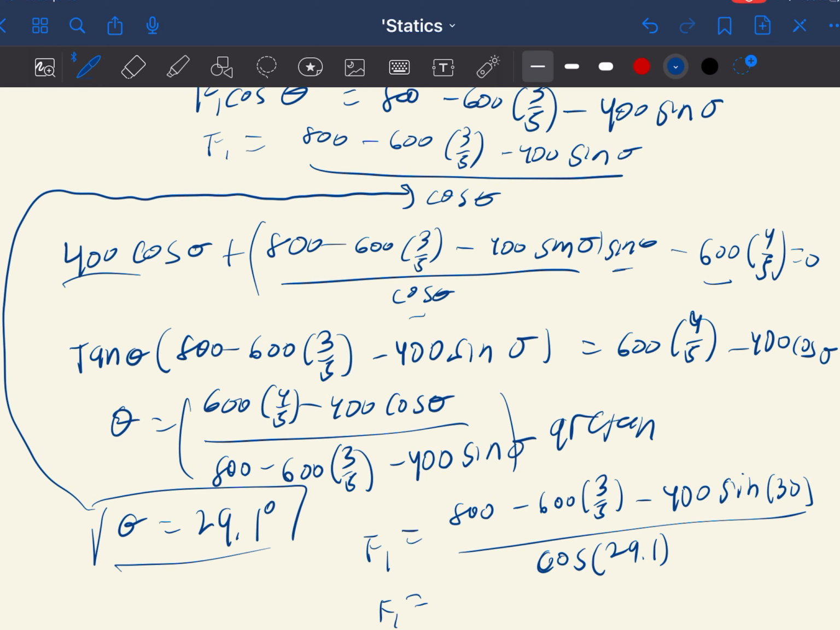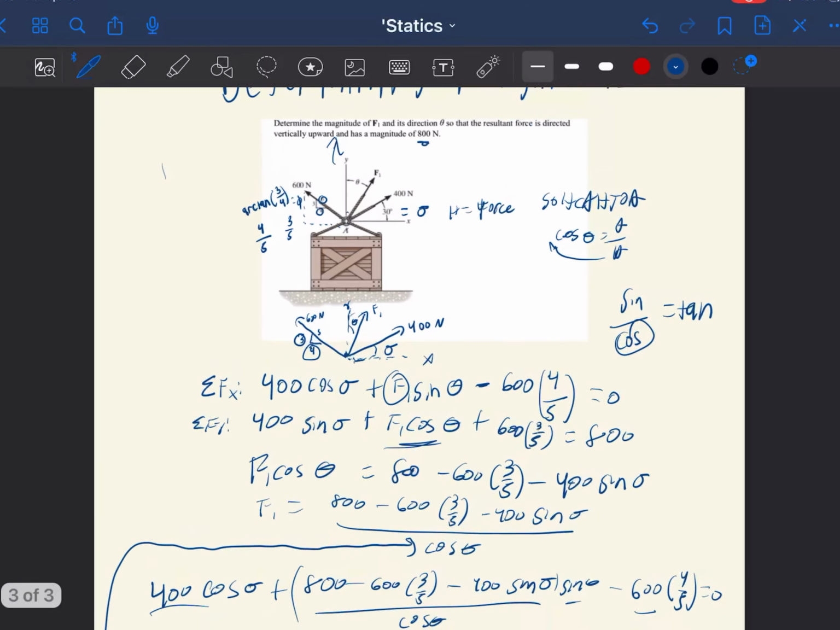So we'll have here 600 times 3 divided by 5, and then 800 minus that value. And we'll have sine 30. We'll have 400 times that value. And we'll do the 440 minus 200. And we'll go and do the cosine of 29.1. And we'll divide those values. And we have a force value of 274.67 newtons.